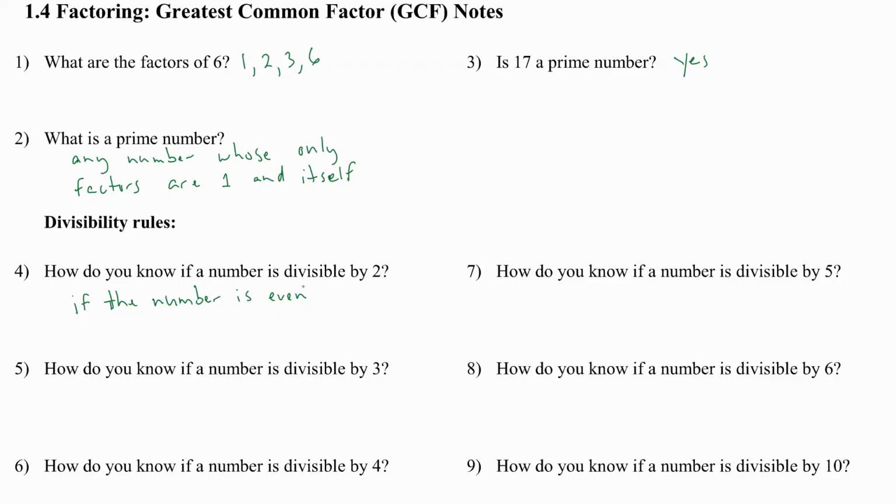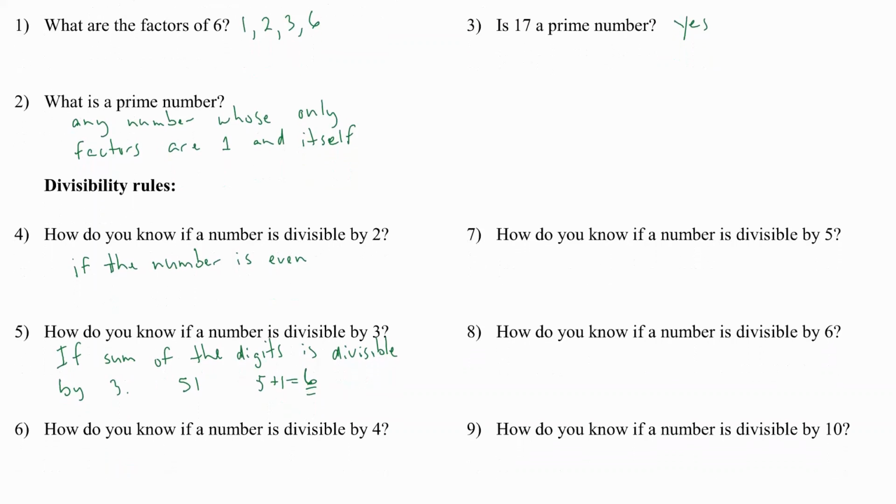So how do you know if a number is divisible by 3? That is if the sum of the digits is divisible by 3. So for example, 51, is that divisible by 3? The answer is yes, because 5 plus 1 is 6, and the sum of 6 is divisible by 3.